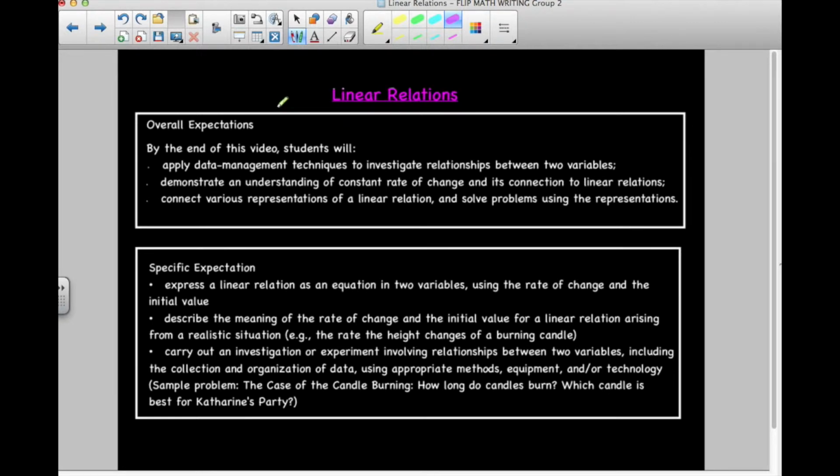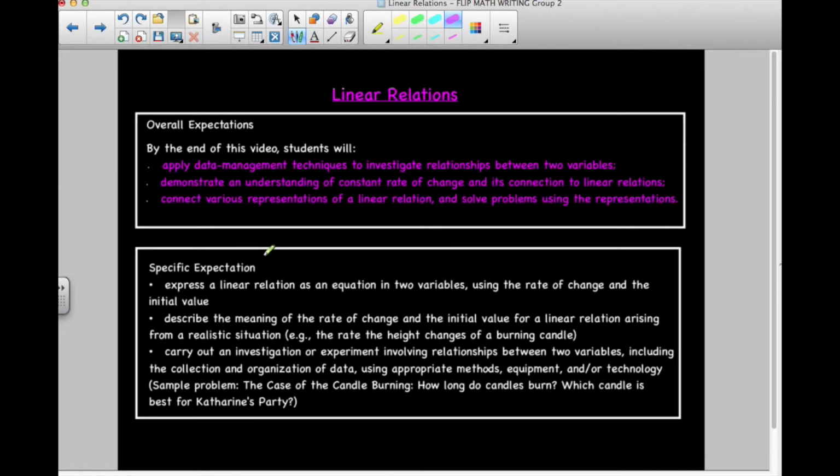By the end of this video, students will apply data management techniques to investigate the relationships between two variables, demonstrate an understanding of a constant rate of change and its connection to linear relations. Students will connect various representations of a linear relation and solve problems using the representations.